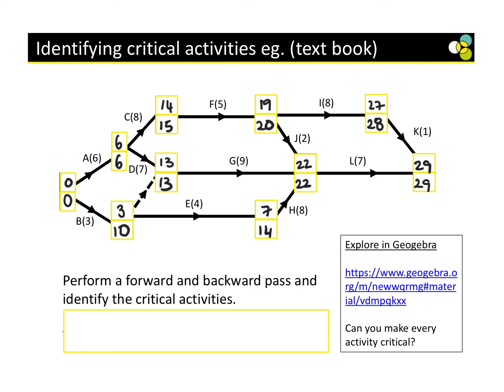Perfect. Now what we need to do is identify the critical activities. So the critical activities are, now where's the next one where the early event time and the late event time matches? 13, 13, 22, 22, 29, 29. So how we would write that is A, D, G, L. These are the critical activities, and this is how we would write the answer. Okay? We'd write the critical activities are A, D, G, and L. Perfect.